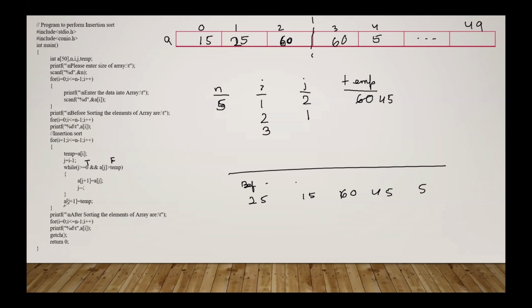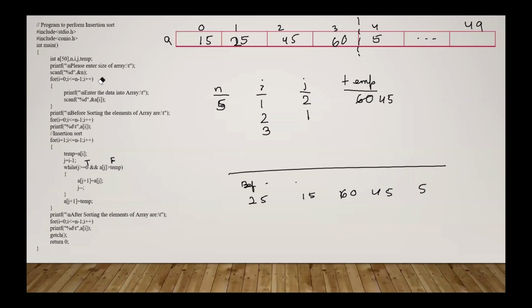So what happened? a[j+1]. j is 1. 1 plus 1, 2. So a[2] stores which value? 45. So now this position stores the value 45. Now we see 15, 25, 45, 60. So the elements up to here are our sorted part. This is only the unsorted part.